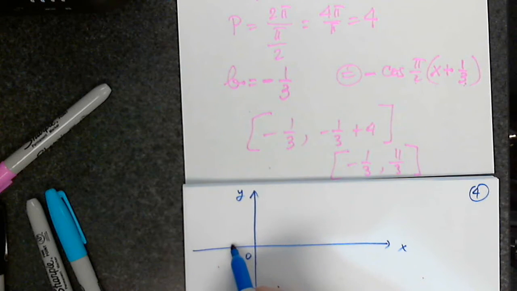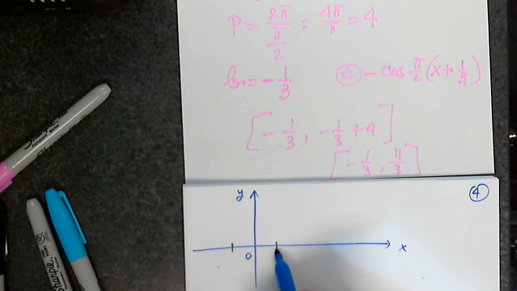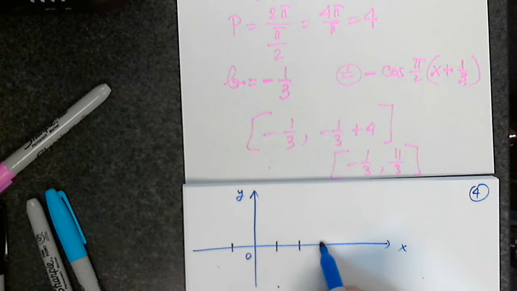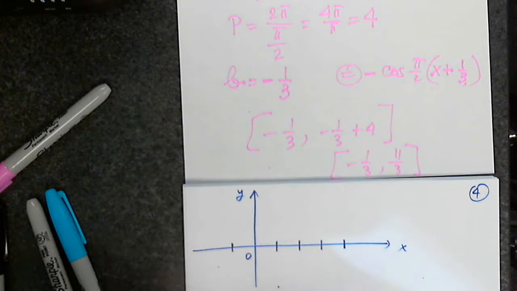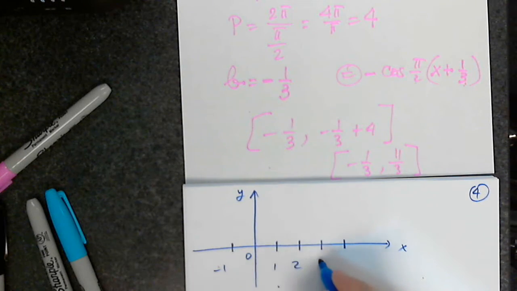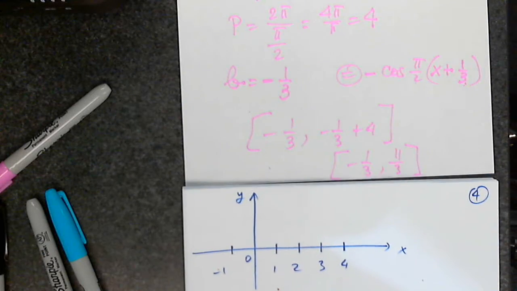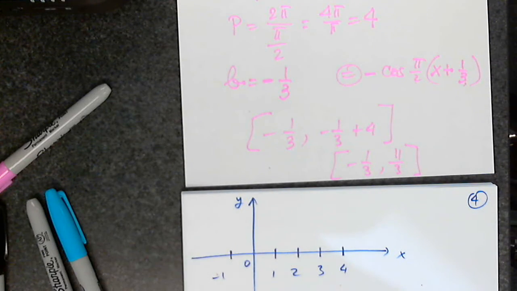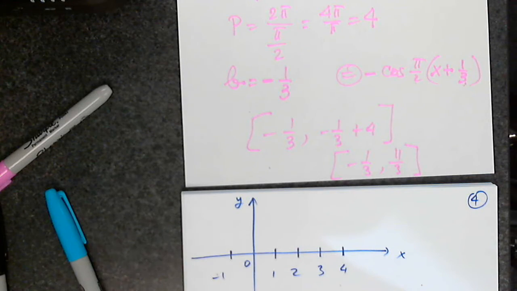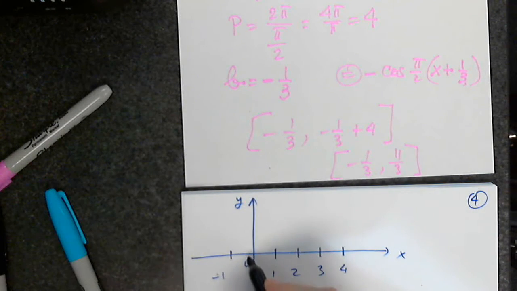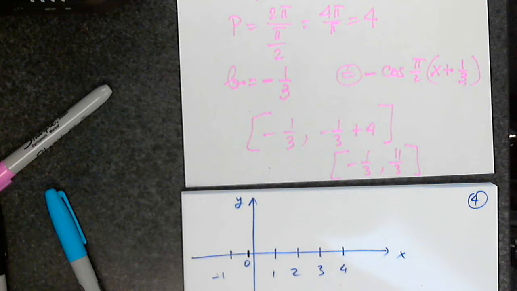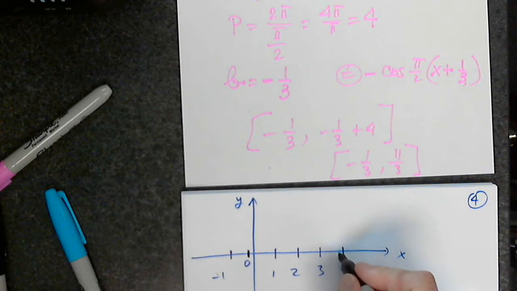So I'm going to say this is a unit: 1, 1, 1, 1, 1. So negative 1, 1, 2, 3, 4. It starts at negative 1/3. So this is my negative 1/3, and it ends 1/3 before 4.